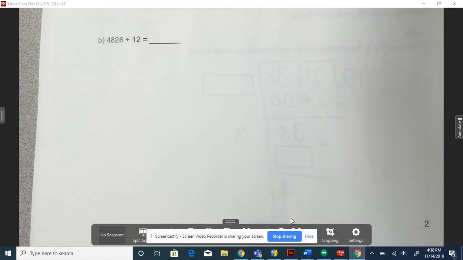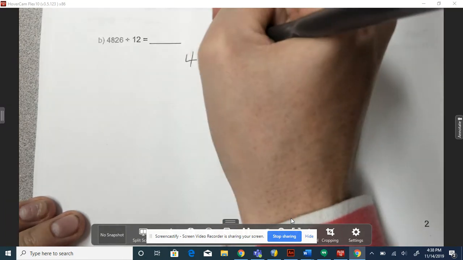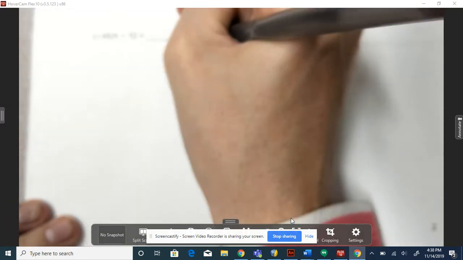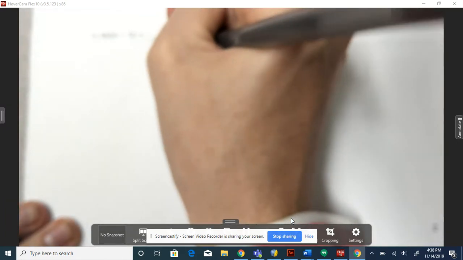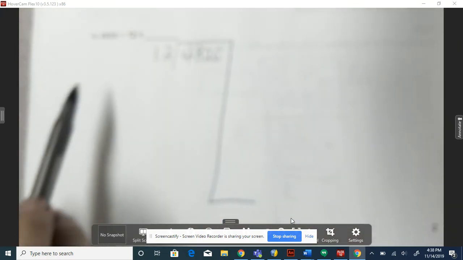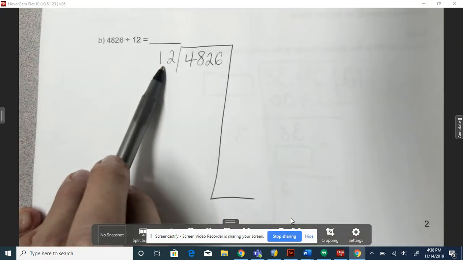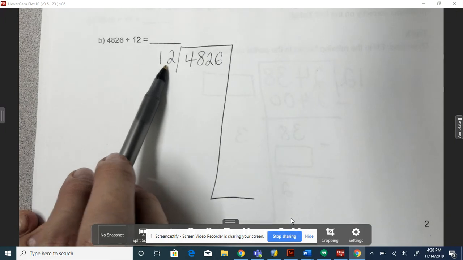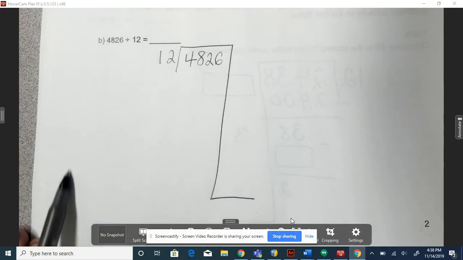All right, so now we're going to be dividing 4,826 by 12. So I'm going to start by writing my partial quotient, setting it up. So 12 is kind of a harder number to divide by. So what I like to do with harder numbers is I write down the multiples of the number to the side so it's easy to refer back to.